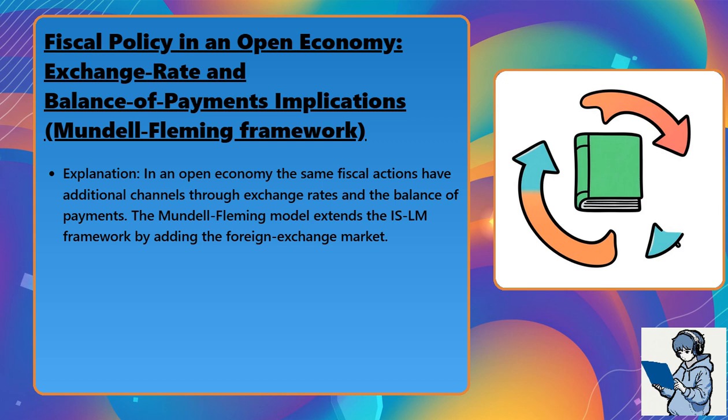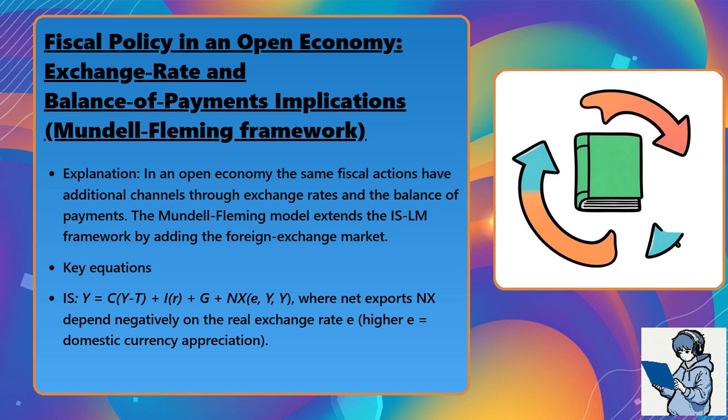The Mundell-Fleming model extends the IS-LM framework by adding the foreign exchange market. Key equations: IS star: Y equals C of Y minus T plus I of R plus G plus NX of E, Y star, where net exports NX depend negatively on the real exchange rate E, higher E meaning domestic currency appreciation. LM: M over P equals L of R, Y.